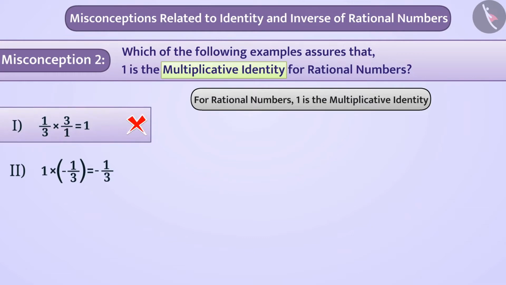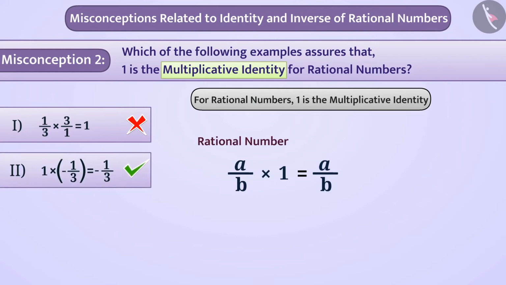Remember that if any rational number is multiplied with 1, then the answer is the same rational number. That is, there will be no change in the value of that rational number. Therefore, we can say that for rational numbers, 1 is the multiplicative identity. This means option 2 is the correct answer.